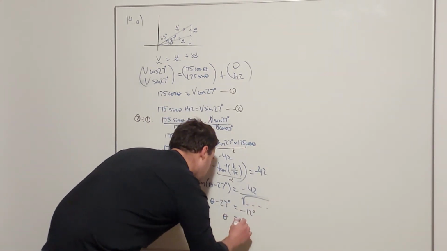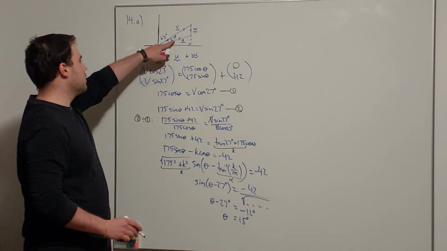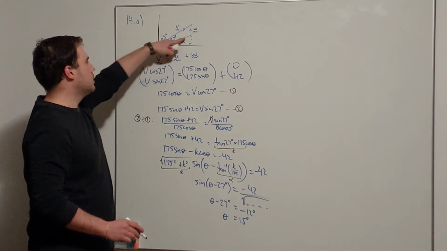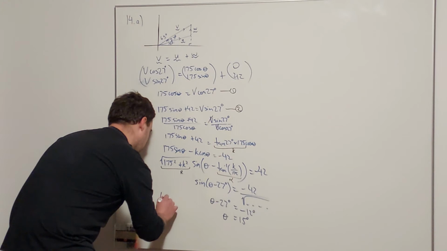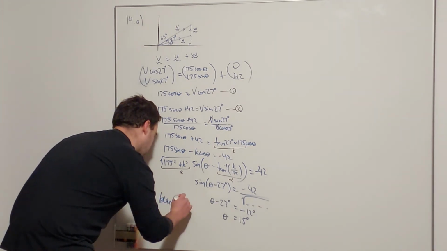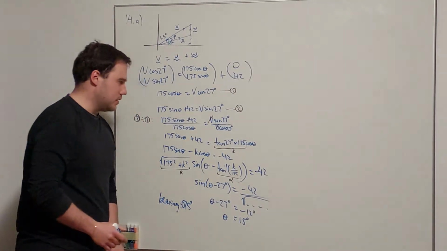And so theta equals 15 degrees, which means if that's 15 degrees, then the bearing that we need to go along the u vector is going to be 3 digits, 075 degrees.